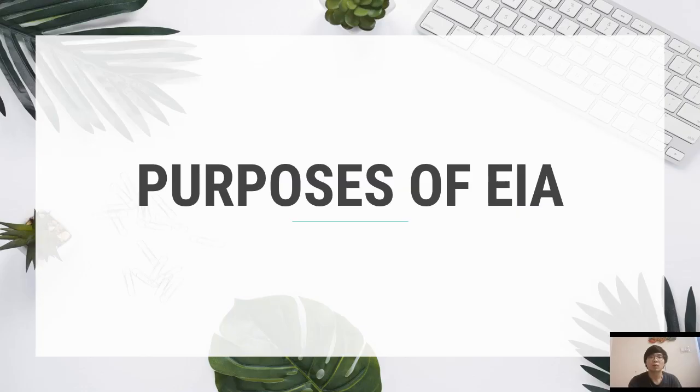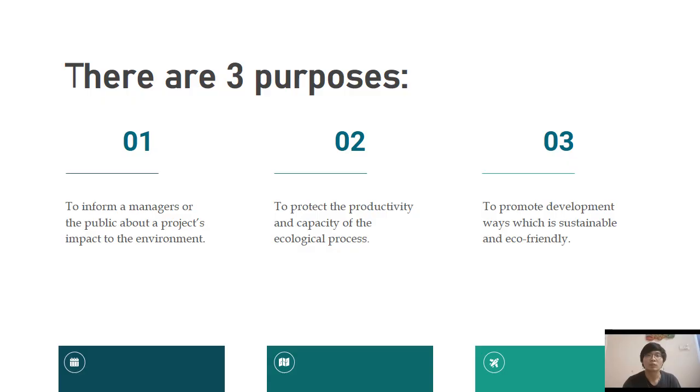The next one is the purpose of environment impact assessment. There are three main purposes of EIA. The first purpose is that EIA can inform a manager or the public about a project's impact on the environment. We know that EIA will assess the environment, social, and economic impact of the project before the project starts. So, the EIA report will list all the possible impacts of the project and also the solutions to solve them.